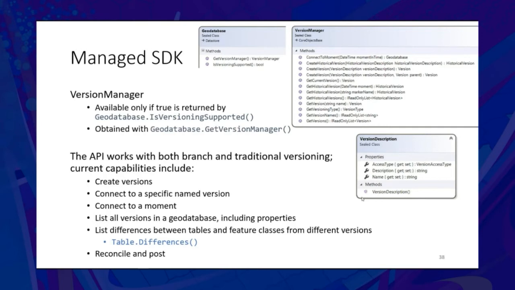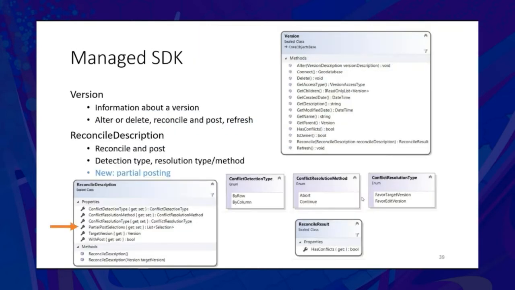Now, one thing to note, if you are trying to look at the differences between tables and feature classes in different versions, you wouldn't go through the version manager class. You would instead go through the table class and call the differences method on it. Okay, pretty straightforward. Now, for an individual version, here's the version class, and you can see the various different methods on there. Basically all the metadata associated with the version, as well as key operations such as being able to alter and delete it, be able to reconcile and post operations, or even refresh the version.